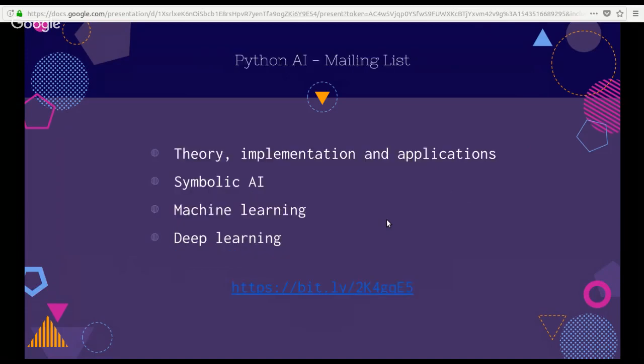And then you have the Python AI mailing list, which is my personal mailing list. Here, what I basically do is send out weekly emails with theory, implementations, and applications in artificial intelligence. These are going to cover artificial intelligence in terms of its symbolic area, as well as machine learning and deep learning. For me, this is a very nice way of sharing my knowledge, doing some nice AI exercises and sharing them with a community. And I hope that this can also help you get started. So here you have the link, and when I share the slides, you can just access that.